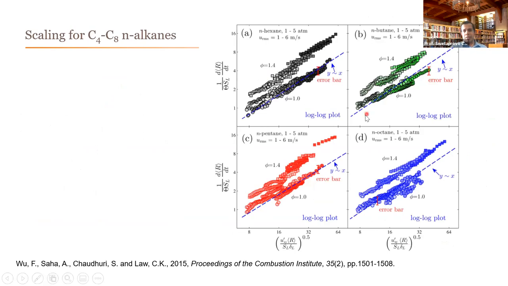C4 to C8 n-alkanes, this is hexane, butane, pentane, octane. All of them collapse on this, which demonstrates this Reynolds number to the power of half scaling, where the Reynolds number is based on the flame radius as the characteristic length scale, but it has the inherent Lewis number effect. That is, all other things being the same, with the smaller Lewis number, the normalized turbulent flame speed is higher. Okay, the smaller Lewis number has a higher normalized turbulent flame speed. This can be observed for n-hexane, butane, octane, pentane also.